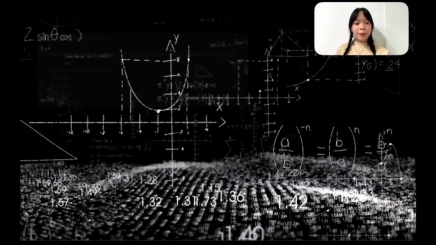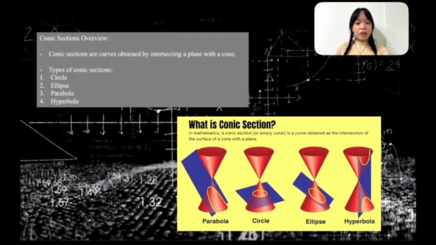First, some history. Conic sections are the curves created by cutting through a cone at different angles. The four main types are the circle, ellipse, parabola, and hyperbola. While each has unique characteristics, today we'll focus on the parabola.